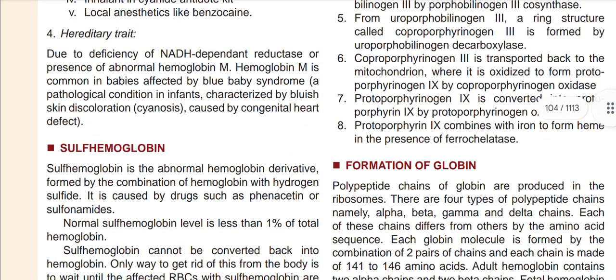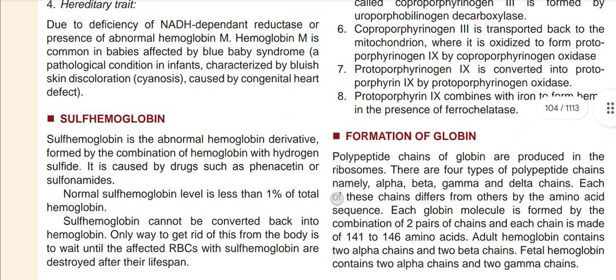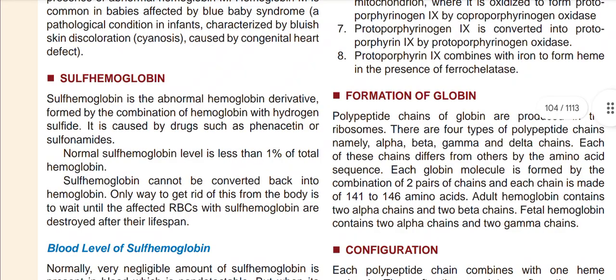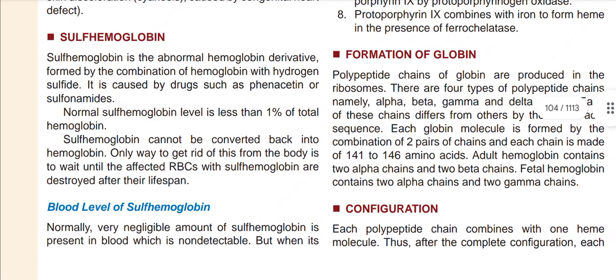Then, sulfhemoglobin. Sulfhemoglobin is the abnormal hemoglobin derivative formed by the combination of hemoglobin with hydrogen sulfide, and it is caused by drugs such as phenacetin or sulfonamides. Normal sulfhemoglobin level is less than 1% of the total hemoglobin, and sulfhemoglobin cannot be converted back into hemoglobin. The only way to get rid of this form from the body is to wait until the affected RBCs with sulfhemoglobin are destroyed after their lifespan.